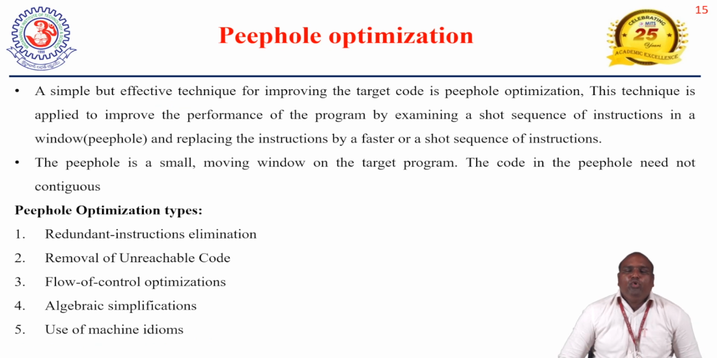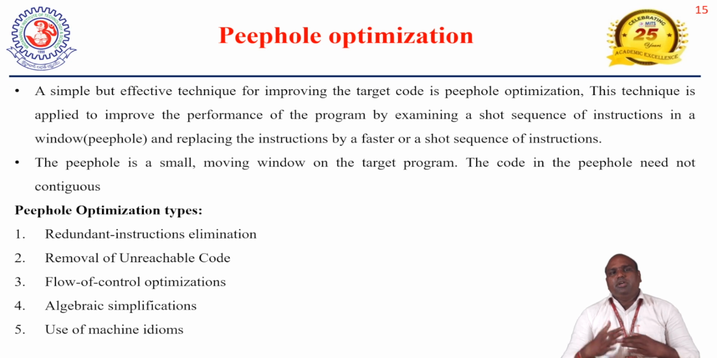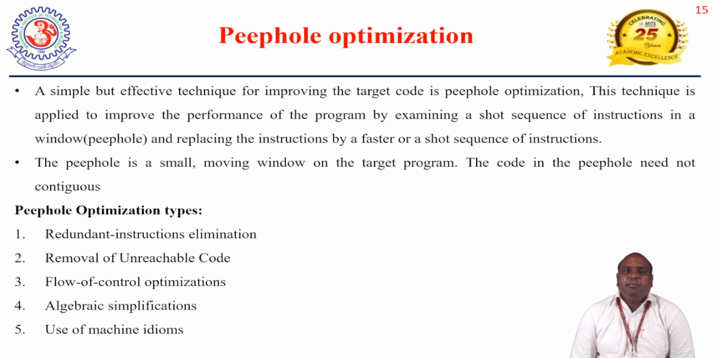And the last one is peephole optimization, or we call it basic blocks optimization. It is also one of the effective techniques for improving the target code. These techniques are applied to improve the performance of the program by examining a short sequence of instructions. Peephole is a movable window. The alternative name of peephole optimization is window optimization. Here, window means some set of statements or instructions in the source program; optimizing that particular block or set of instructions comes under peephole optimization.